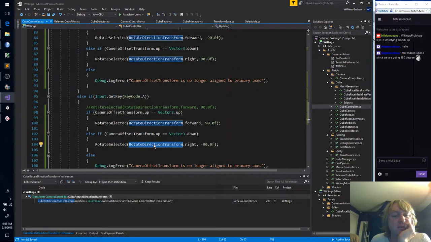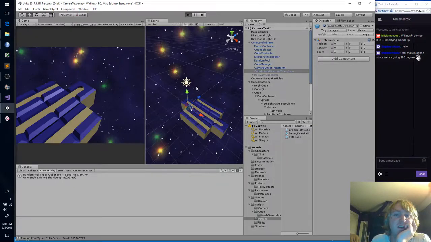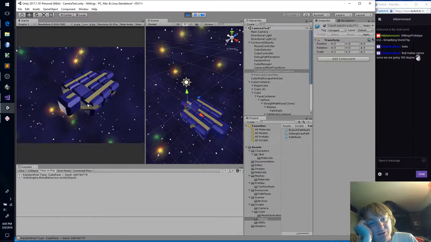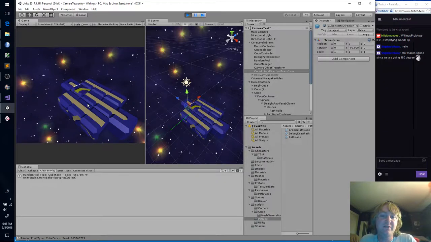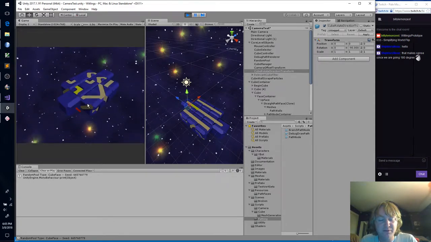So this is my rotate direction transform. And this is what I'm using to spin items. Blue is forward, red is right. Boom. Blue is forward, red is right. Okay. But now, when I flip it, first of all, nothing happens. That seems weird to me.